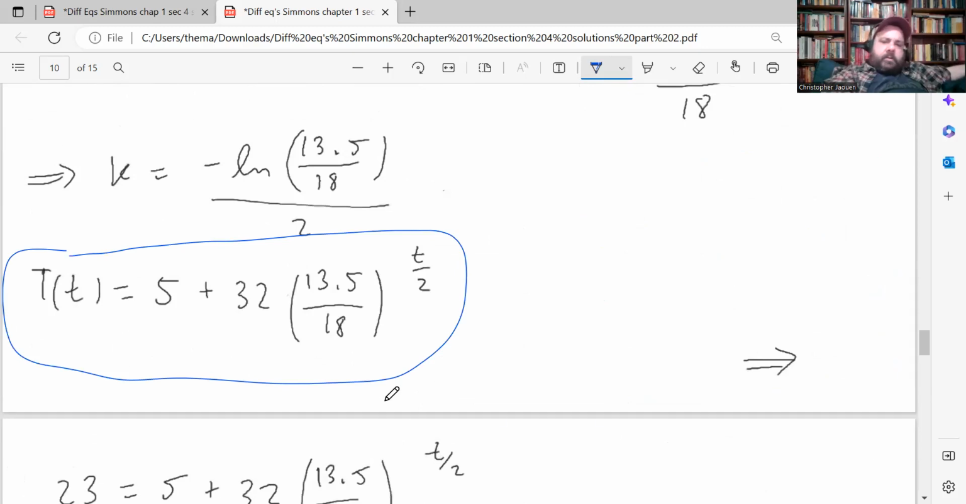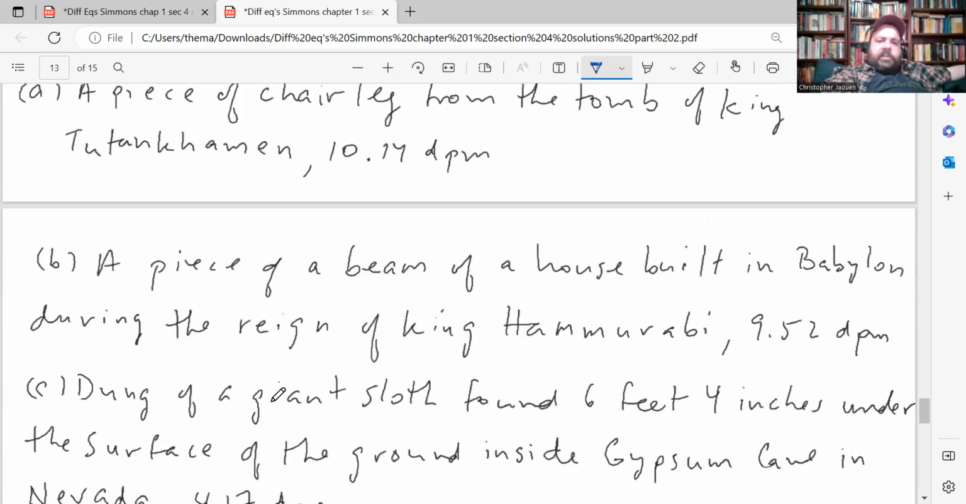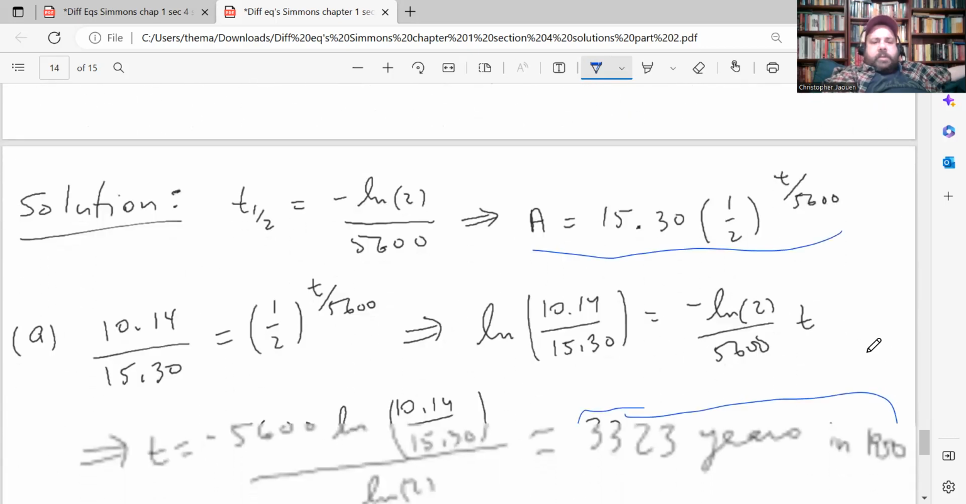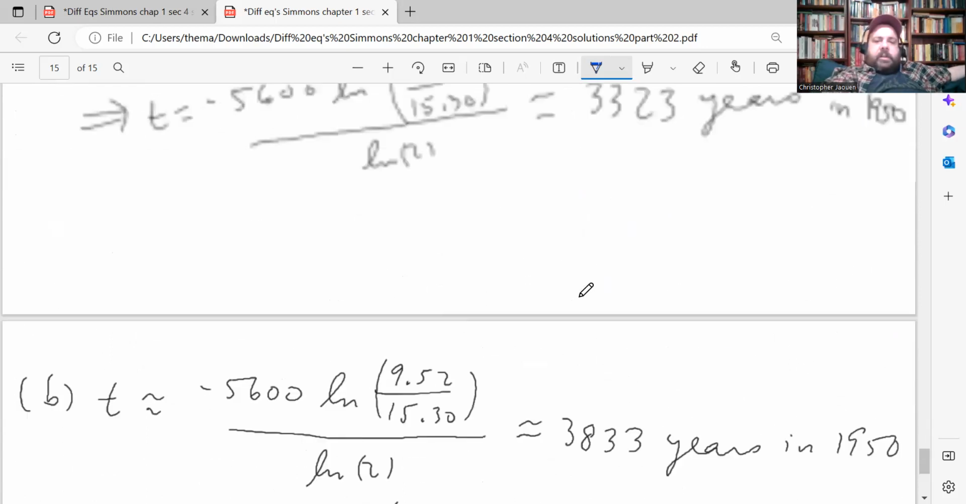Part B, they give us a piece of a beam of a house built in Babylon during the reign of King Hammurabi. In 1950 it was found to have 9.52 disintegrations per minute. And if we go down to part B, just plugging everything in, it looks like that tree was cut down 3,830 years before 1950.